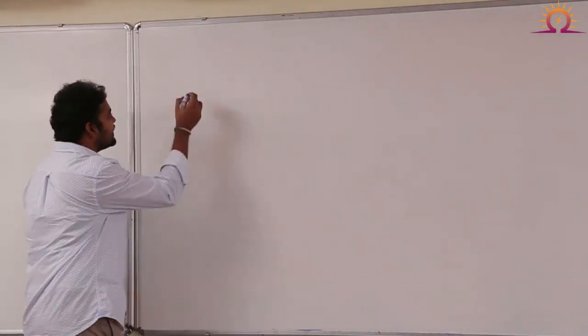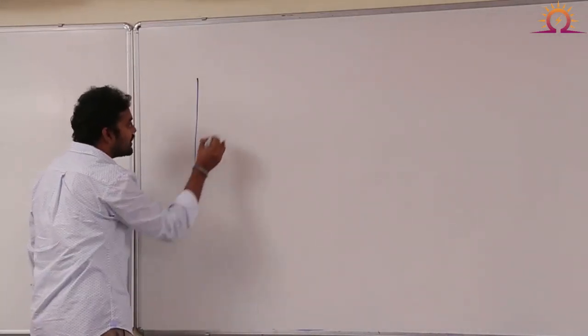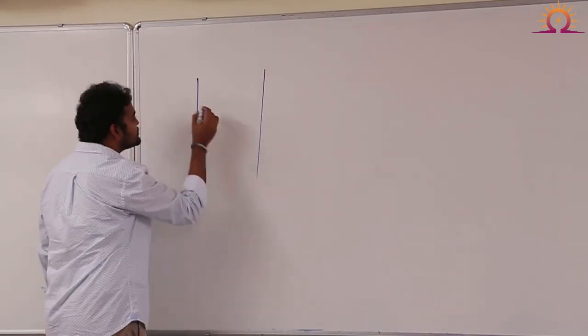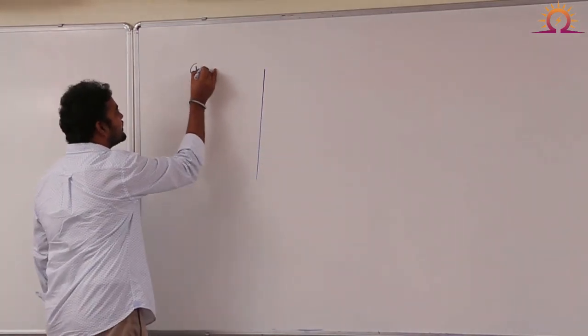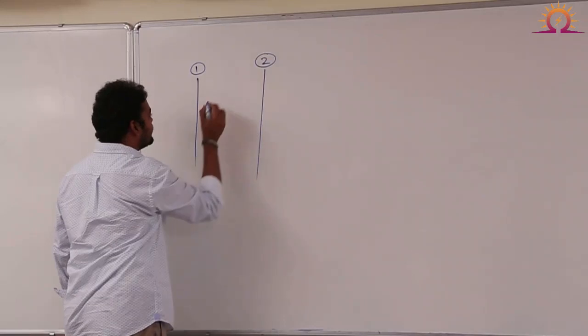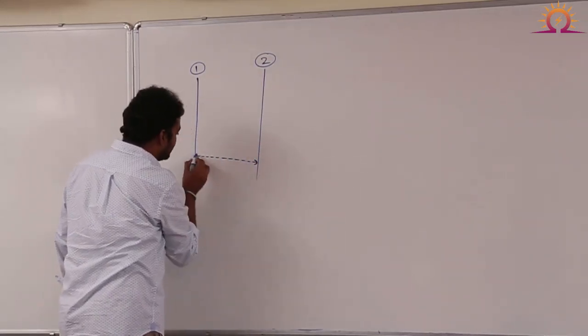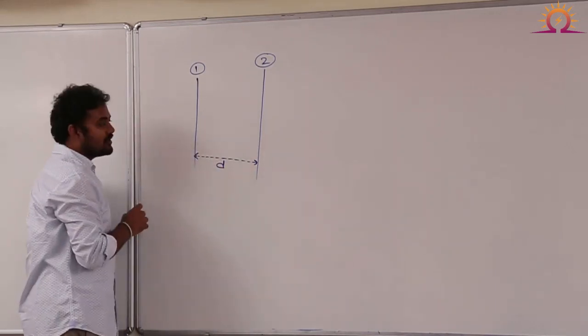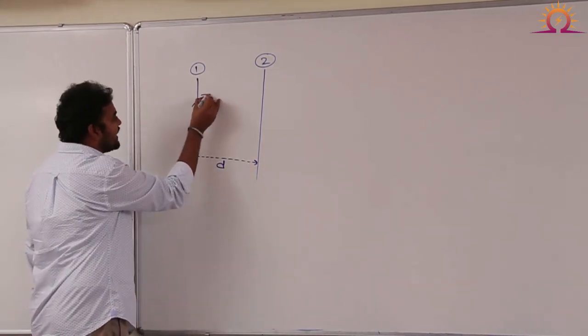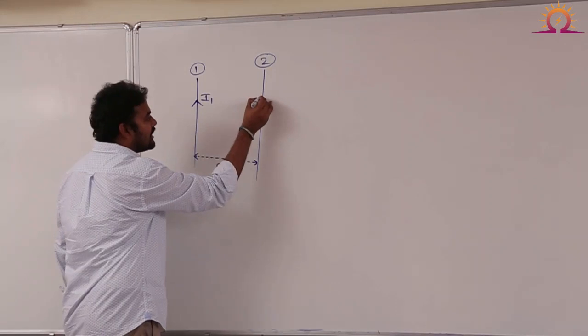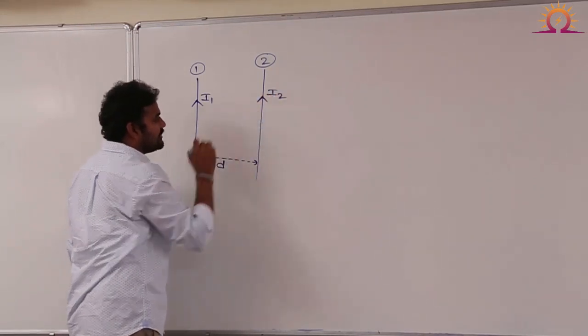Now let's see that. Assume that there are two conductors which are parallel to each other. This is conductor number 1, this is conductor number 2. The distance between these two conductors is equal to, let us say, d meters. Conductor 1 is carrying a current I1, conductor 2 is carrying a current I2.